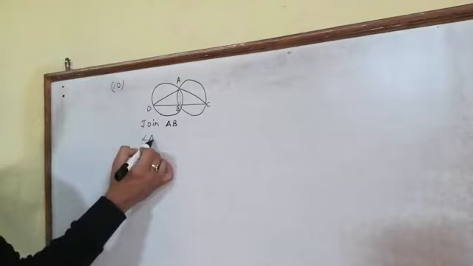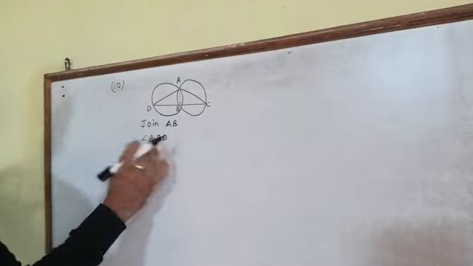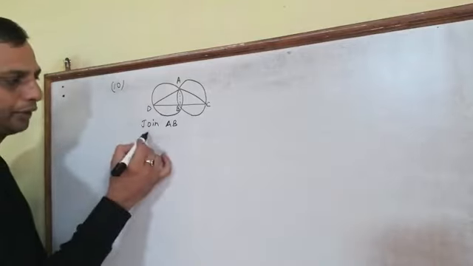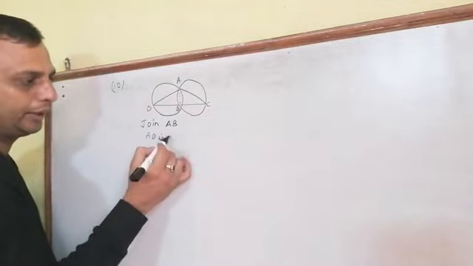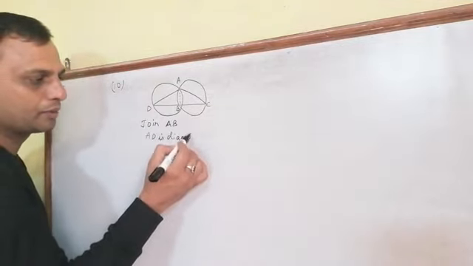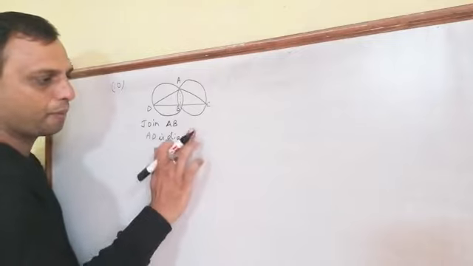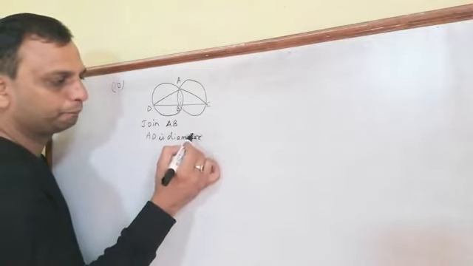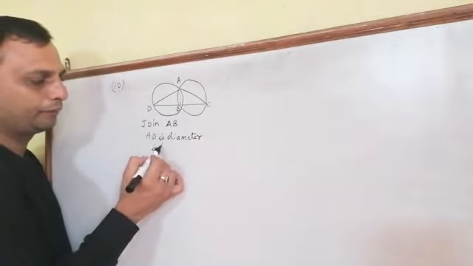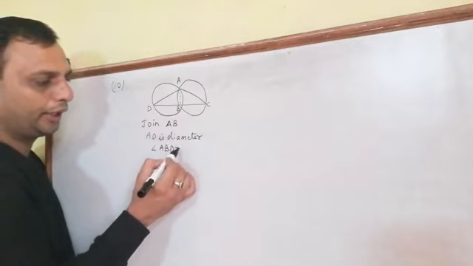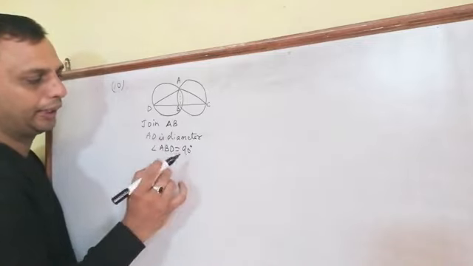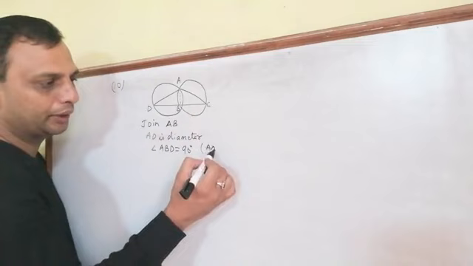Now angle ADB, if AB is the diameter, then angle ADB is how much? 90 degrees. Angle in a semicircle.